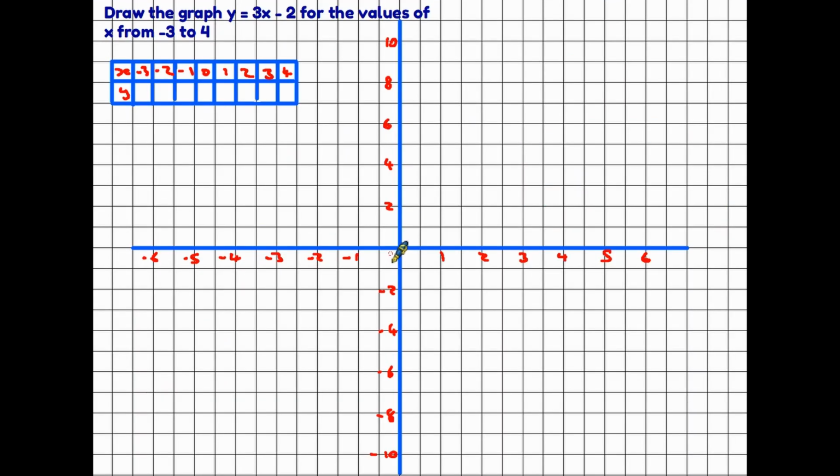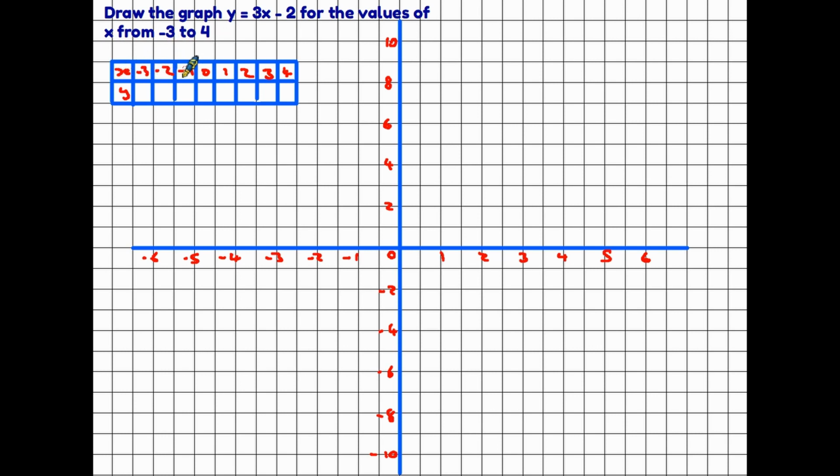I'm going to use this page for a couple of things. First, we're going to have a practice by drawing another straight line from a very similar question. But once we've done that, we're then going to tackle the second problem that you might have to face, and that is where you are given a line and you have to do the opposite and work out what its equation is. So let's start with the bit that we're familiar with first. So we've got y equals 3x minus 2 for the values of x from minus 3 to 4.